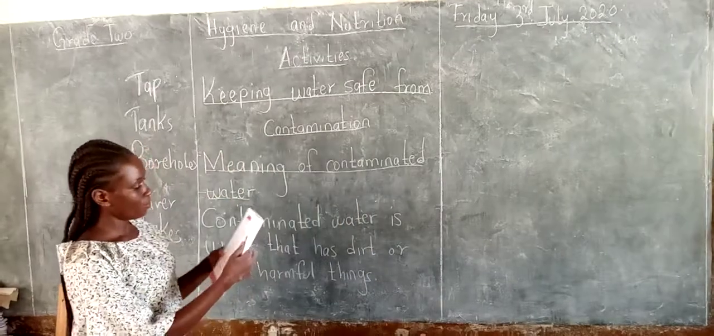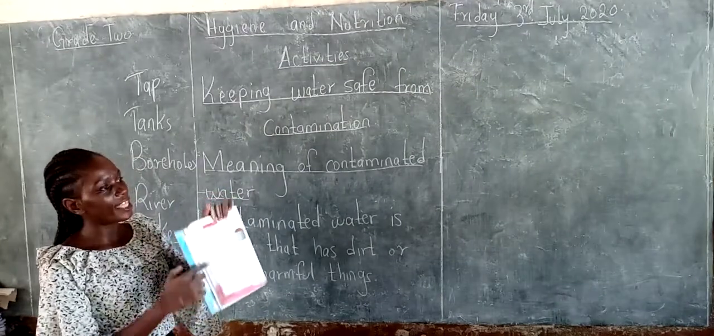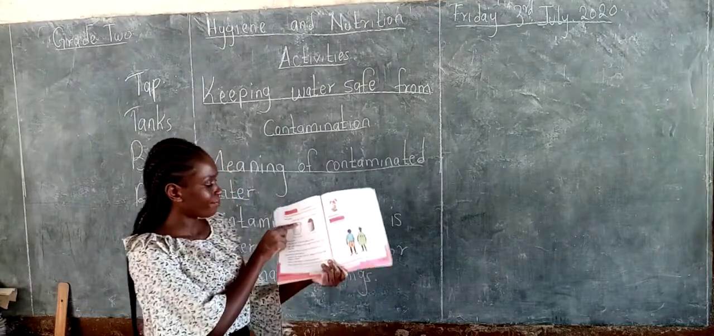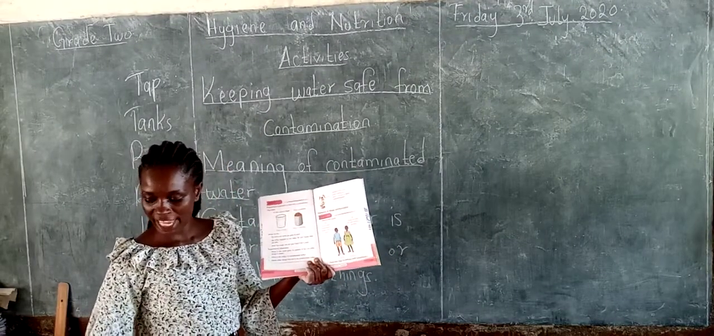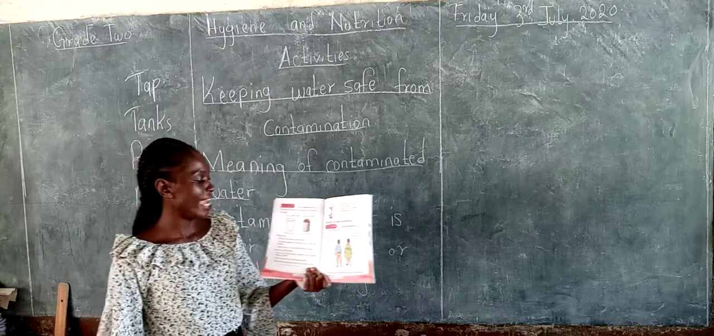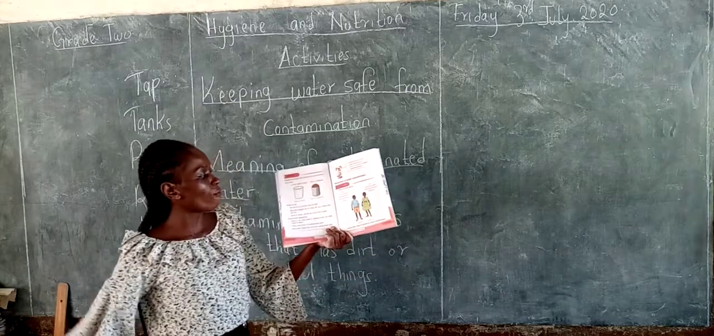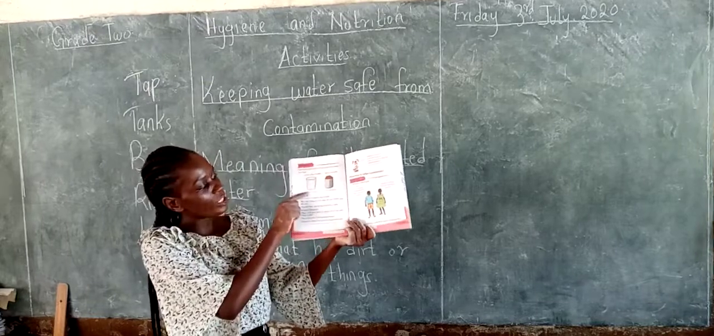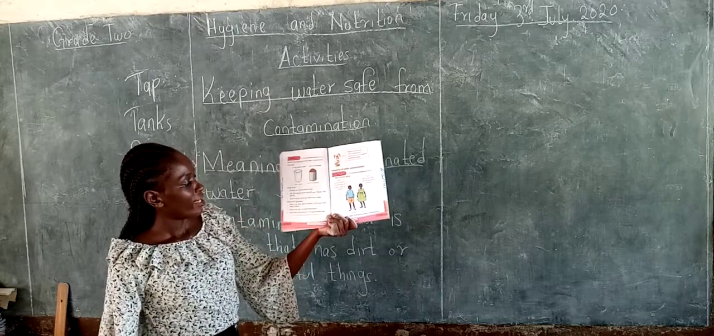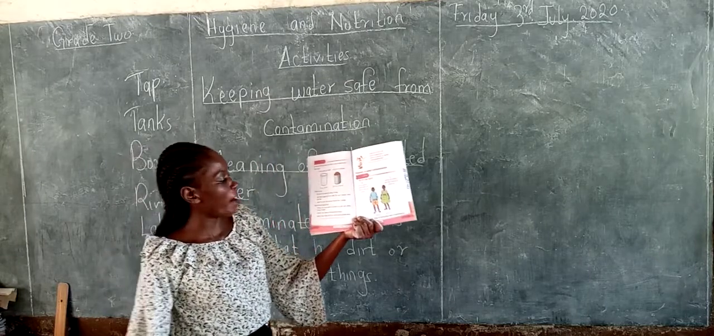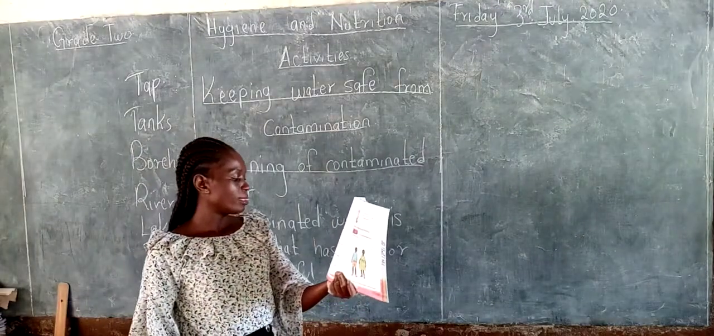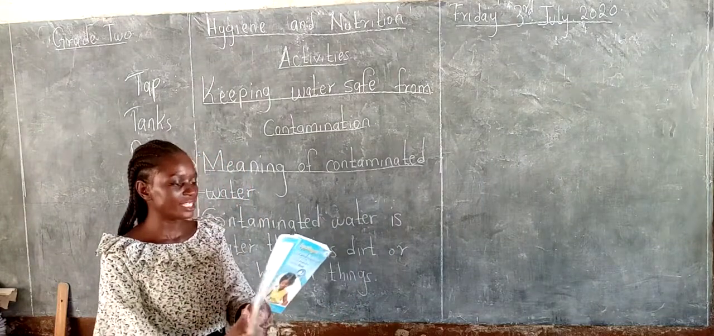On page 42, there is an activity that I want you to do at home. It is an experiment. You will do what we did today at home so that you too can see how contaminated water looks. You'll need a clean glass of water. Then you'll put soil in a container. Then you'll put some soil inside the glass of water. Then you'll see what happens to the water and tell your friends what you see. Then you can also smell that water and tell your friend how it smells.